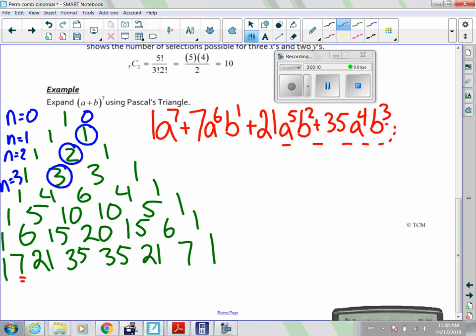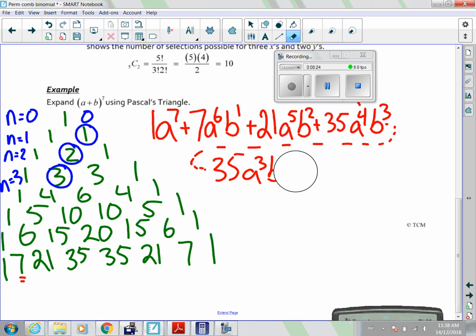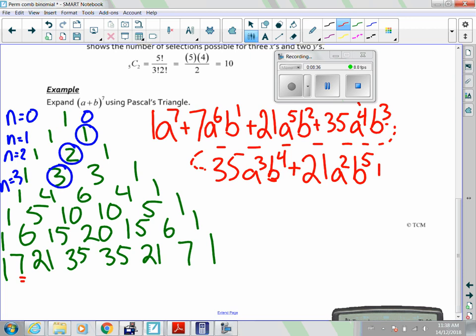And I'm kind of running out of space here, so I'm going to just move on down. This is now going to be 35. My a is gone 7, 6, 5, 4. I'm now on 3. B to the 2, sorry, not 2. I'm stepping up with the b's. So it was 3 up there, so it's now going to be 4. Before what, you might ask? That's the question. 21a squared b5, 7a1 b6, and plus 1b to the 7th.